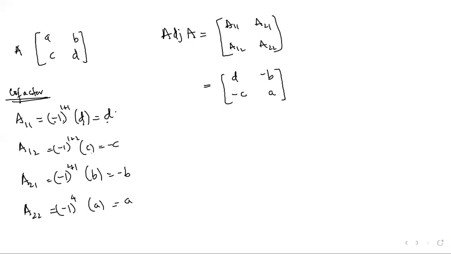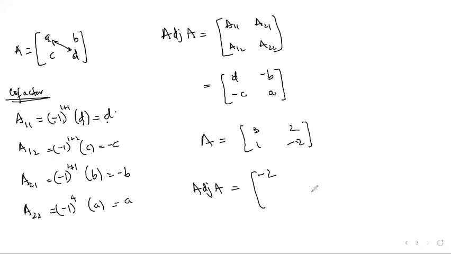I derived a shortcut. Notice what happens to the adjoint. The diagonal elements get interchanged. Have you seen? Yes, sir. And what happened to the other diagonal? They have changed the sign. So if I write A as 5, 3, 2, minus 2, I can write the adjoint of A without any calculation. Just interchange the diagonal: minus 2 and 3. For the other diagonal, change the sign: minus 1, minus 5 in the adjoint. Follow the idea?